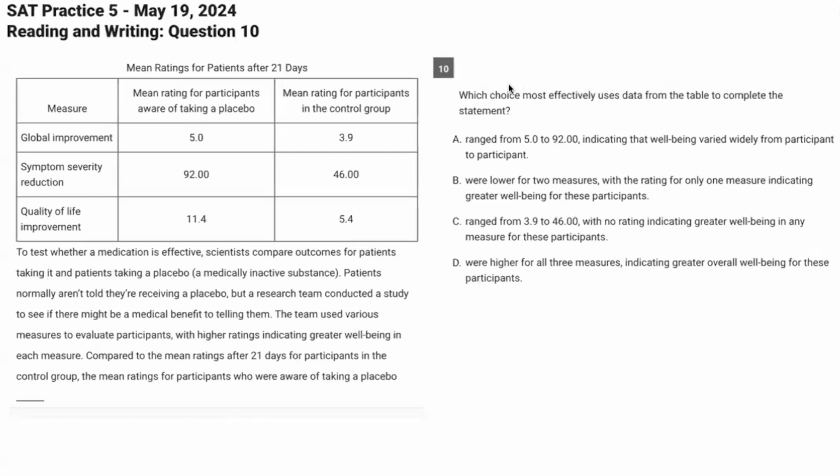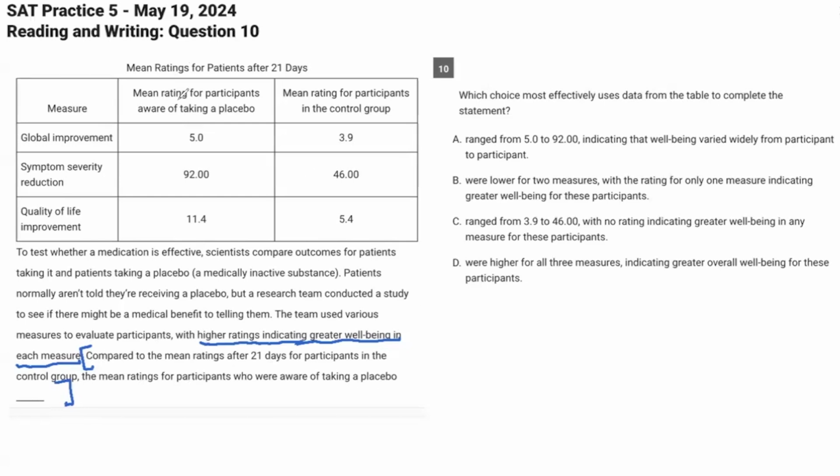Which choice most effectively uses data from the table to complete the statement? Before I look at the choices, I want to look at this table and make a note of what the claim actually is. But first, this is important: higher ratings, or higher numbers, indicate greater well-being in each measure. The measures being these three categories. Now here's the claim, and we're supposed to complete it: compared to the mean ratings after 21 days for participants in the control group, the mean ratings for participants who were aware of taking a placebo.